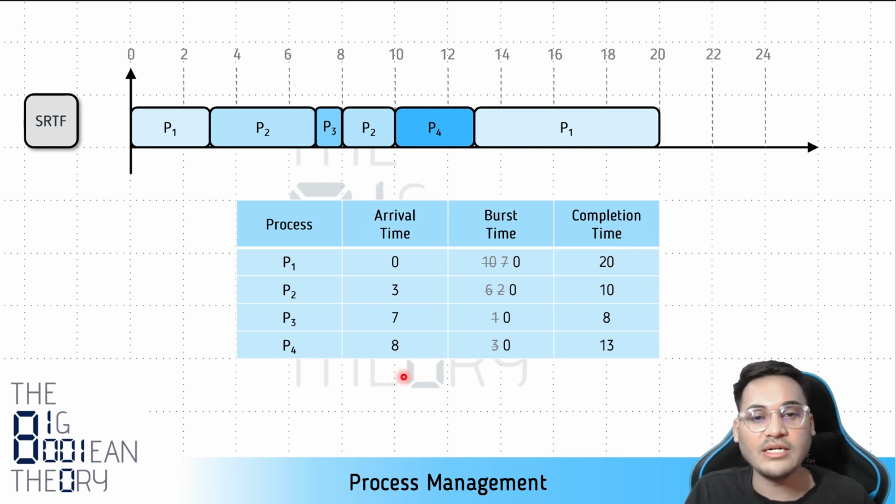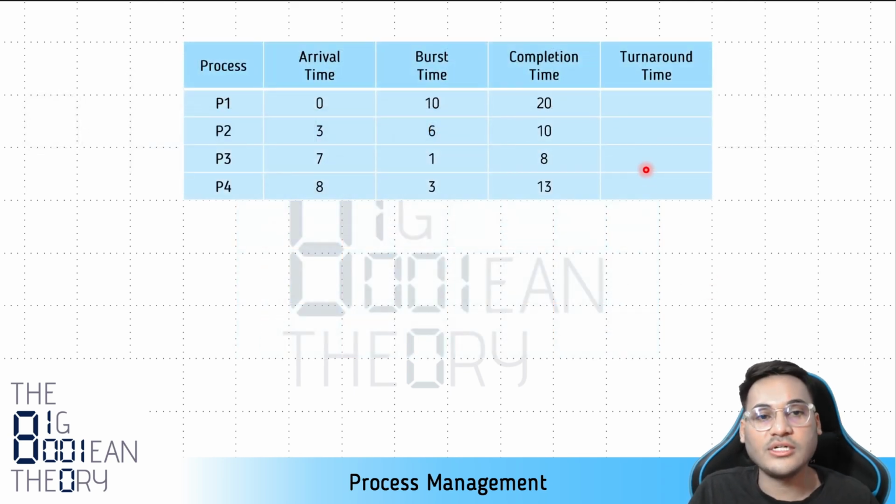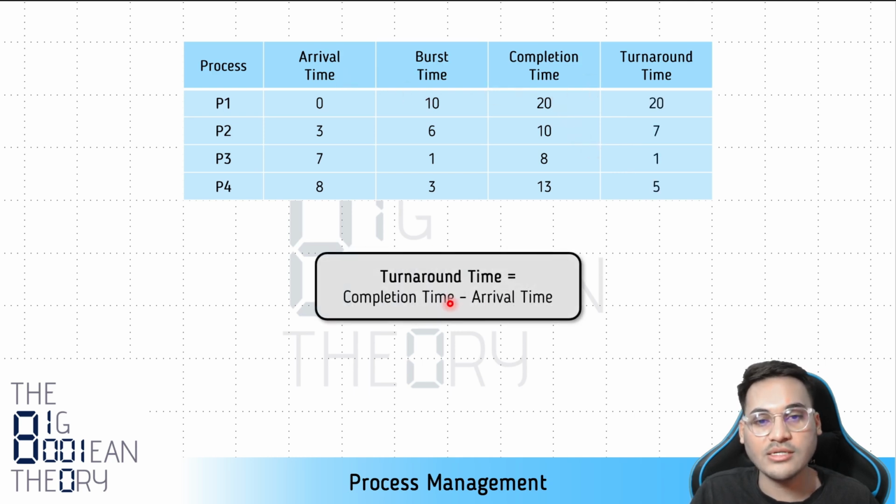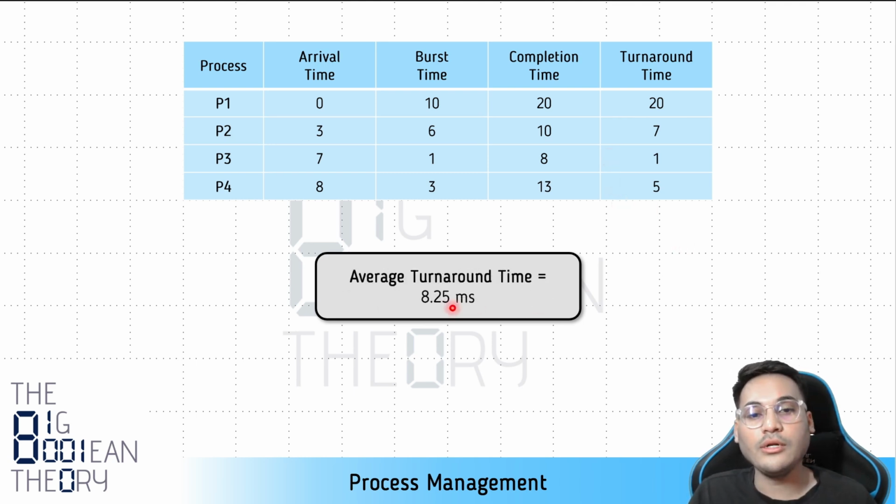So we have the arrival times and the completion times, and now you can use these to calculate the turnaround time. The turnaround time is simple. Just subtract the arrival time from the completion time. That is, turnaround time equals completion time minus arrival time. And this is the column for turnaround time. And you now just need to take the average. So the average is 8.25 milliseconds.